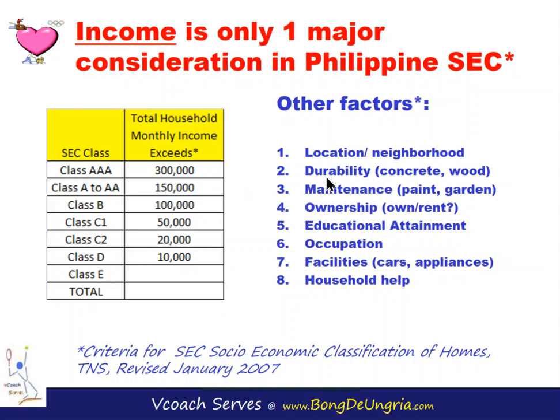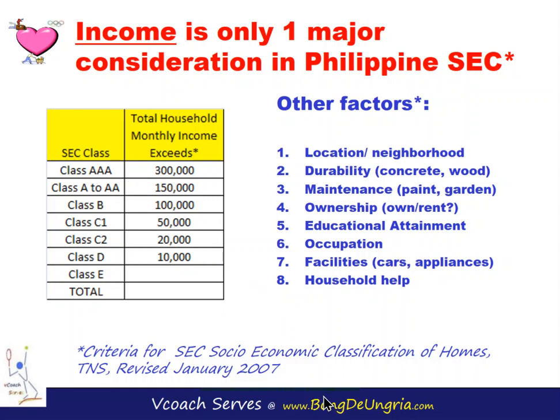Okay, so for instance, if you're living in Alabang, inside Alabang, then even without asking the income, you'd probably guess, okay, this household is class AAA. If it's living in a slum area in Tondo or elsewhere, then you can, again, based on these other factors, classify the household as either E or D.